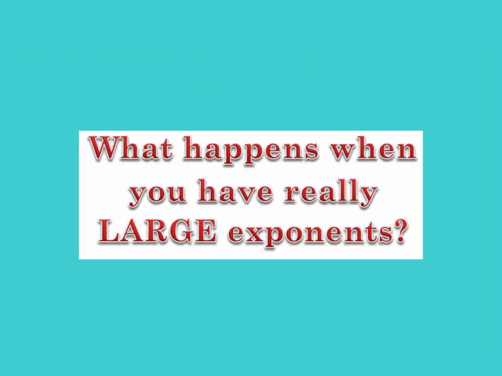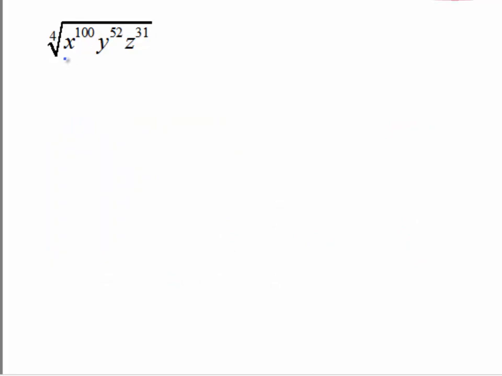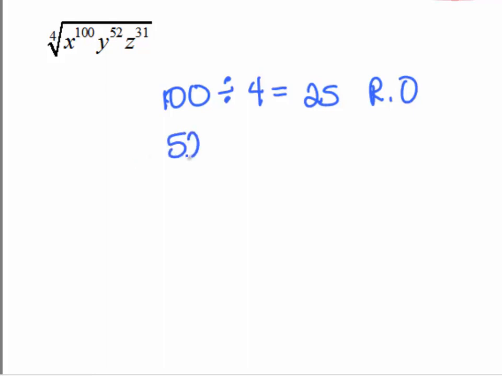Let's look at one last example to try to convince you that why dividing the exponent would be a little bit easier. Okay, so here I have the 4th root, and look at those exponents. They're huge. I do not want to write out 100 x's. Okay, so again, I'm going to take the exponent and divide it by the root. And say, all right, that goes in there 25 times with none left over. 52, which is the next exponent, divided by 4, which is the root. That goes in there 13 times with none left over.